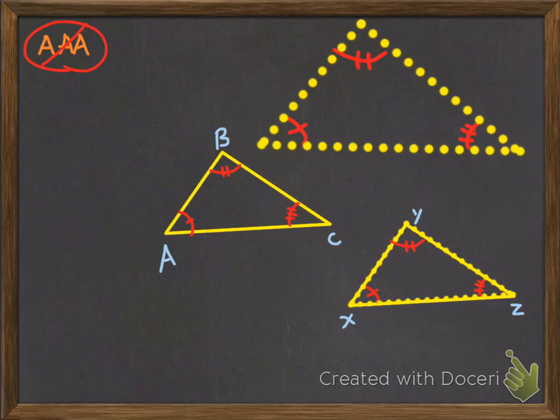So remember, the ones that work are side-angle-side, side-side-side, angle-side-angle, and side-angle-angle. Or you could also say it's angle-angle-side. And then remember, angle-angle-angle and angle-side-side or side-side-angle do not work.